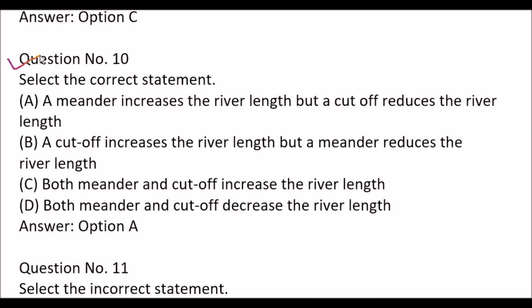Next question. Select the correct statement. Option A, a meander increases the river length but a cutoff reduces the river length. Option B, a cutoff increases the river length but a meander reduces the river length. Option C, both meander and cutoff increase the river length. Option D, both meander and cutoff decrease the river length. Right answer is option A. A meander increases the river length but a cutoff reduces the river length. Okay. Next question.